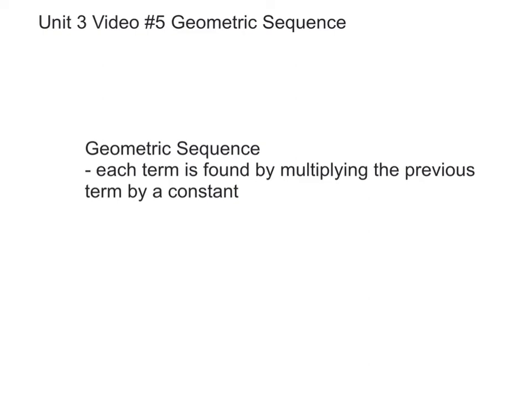All right, so in your notes, you should write this right up here. Unit 3, video number 5, geometric sequence. You should write this information right here. Geometric sequence: each term is found by multiplying the previous term by a constant.